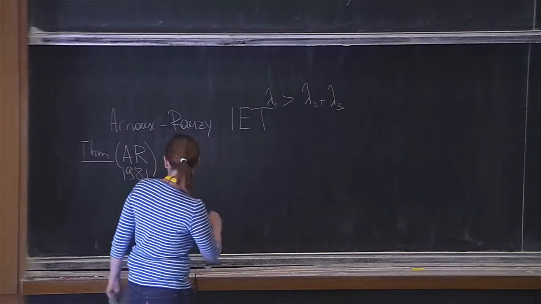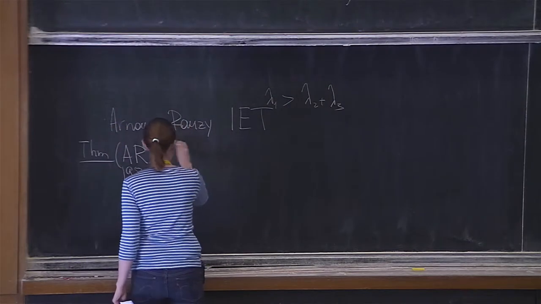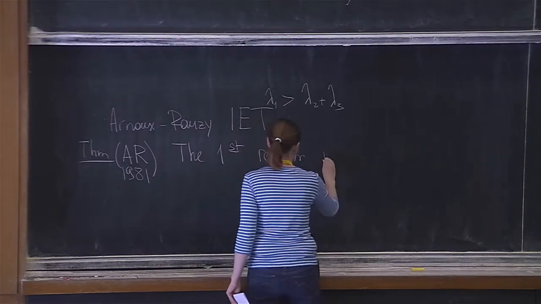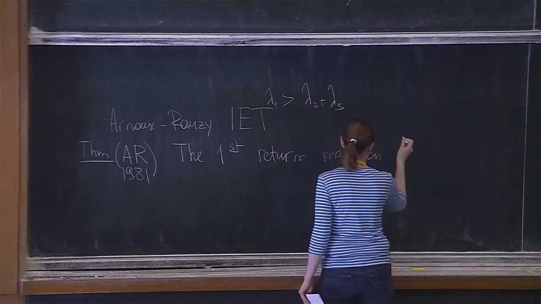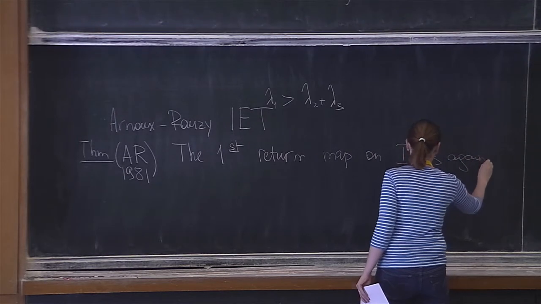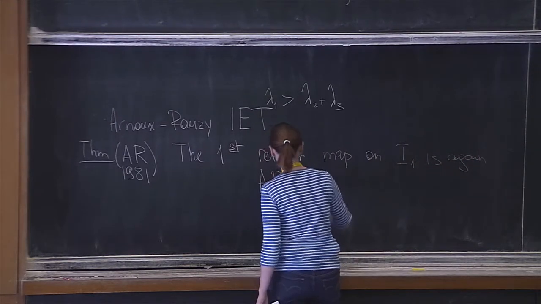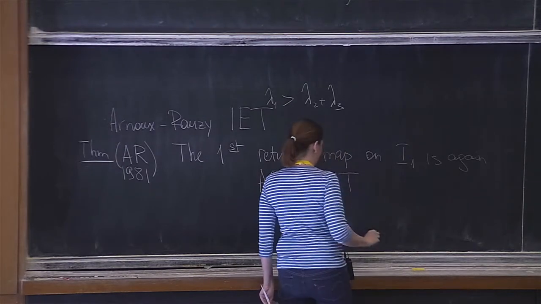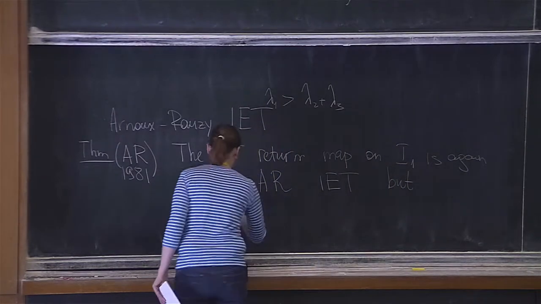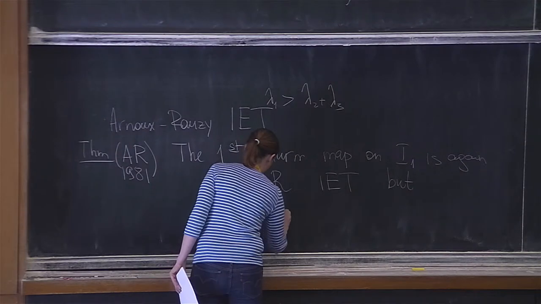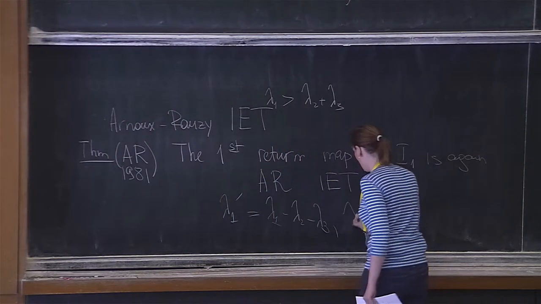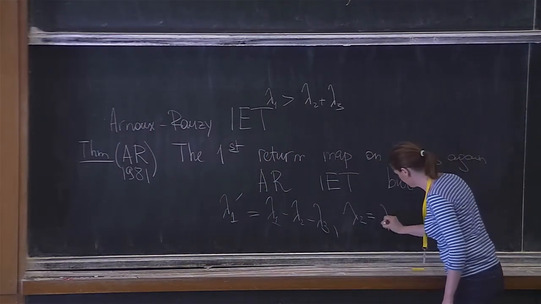In any case, this theorem says that the first return map on A1 is again an Arnoux-Rauzy interval exchange transformation, but the lengths are different. So the new lengths are as follows. Our lambda 1 will be calculated as lambda 1 minus lambda 2 minus lambda 3. And lambda 2 and lambda 3 are preserved.